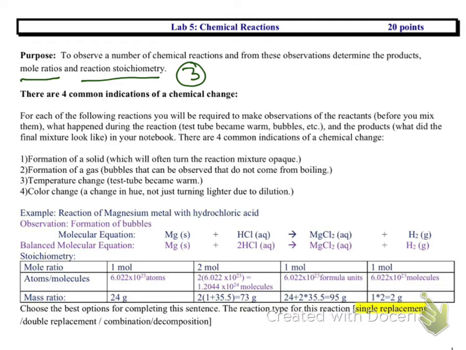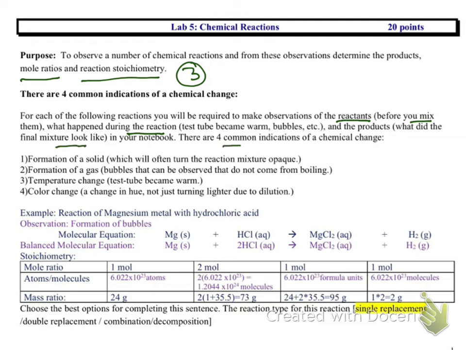When you do a reaction, for example, you will mix 2 chemicals, and whether the reaction is taking place or not depends on what you observe. You will observe the reactants before you mix them, what happened during the reaction, and how your final mixture looks.